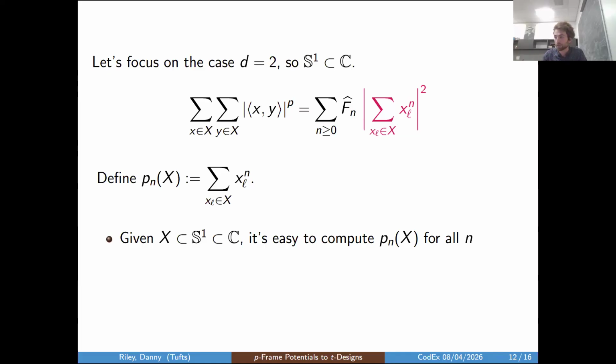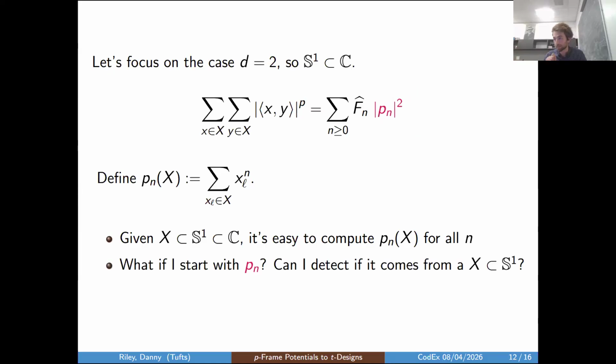But what if I want to go the other way around? What if I instead want to show what is the smallest that that series can be when I multiply it by f hat? In other words, suppose I don't know what my configuration x is, but I only know what its power sums are. What if I start with that? Can I choose these P_n such that I know they must come from a configuration of unit norm or unimodular points, such that this infinite sum is as small as it possibly can be?